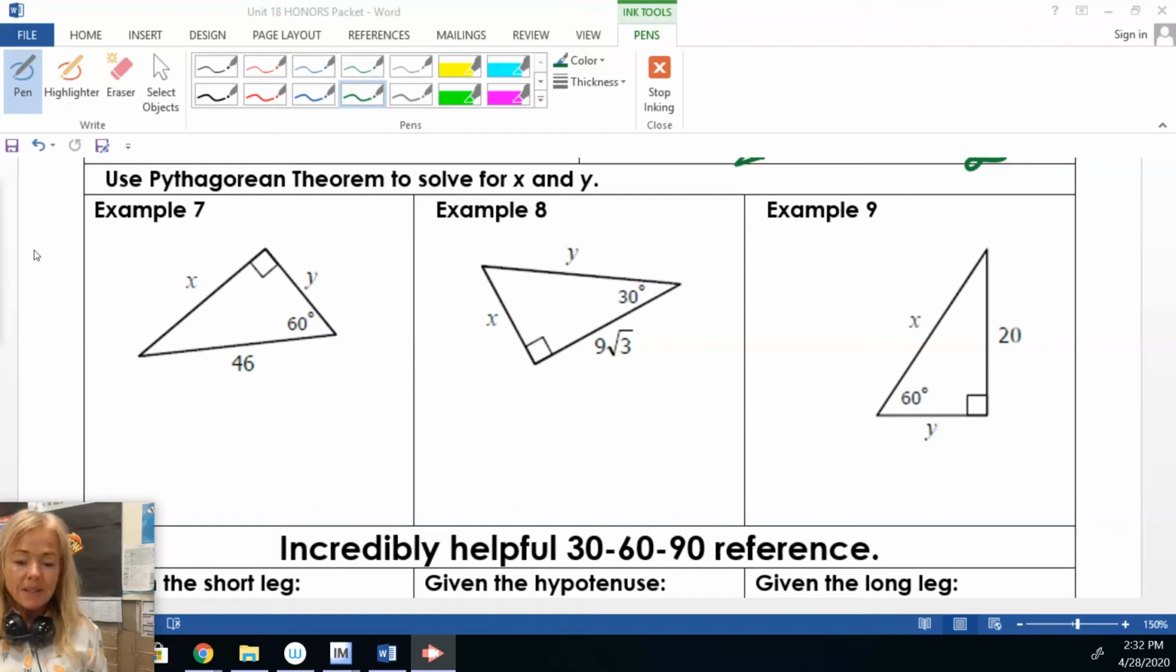All right, so this is 18.2 part 2. Hopefully that's what you meant to click on. We are on example 7. We've been talking about 30, 60, 90 triangles and their special right triangles, just like our 45, 45, 90s.